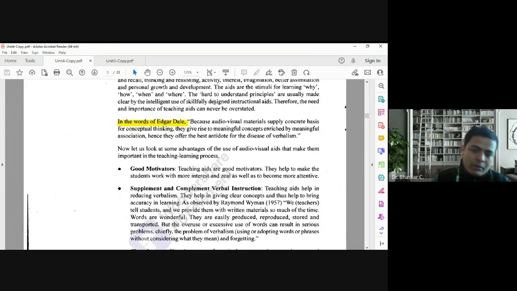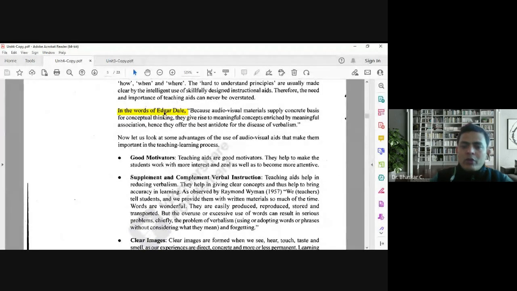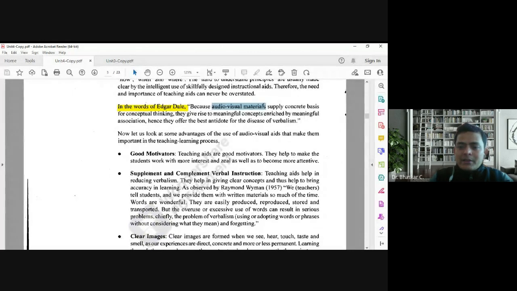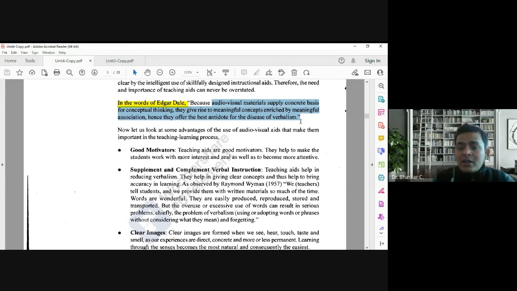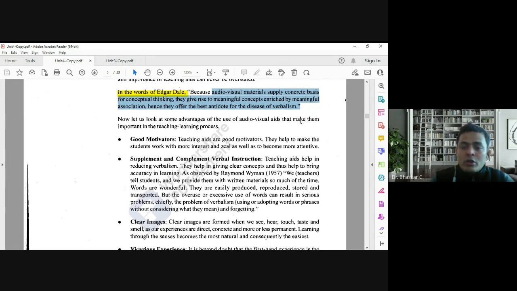And further, some experts like Edgar Dale, whom I have highlighted here in yellow, have beautifully defined that audiovisual materials are important because they give us a concrete basis for conceptual thinking. They give rise to meaningful concepts, meaningful association, and hence they offer the best antidote for the disease of verbalism. This is one of the best definitions given by Edgar Dale in the field of instructional technology. He says that these audiovisual materials are the best antidote of verbalism.